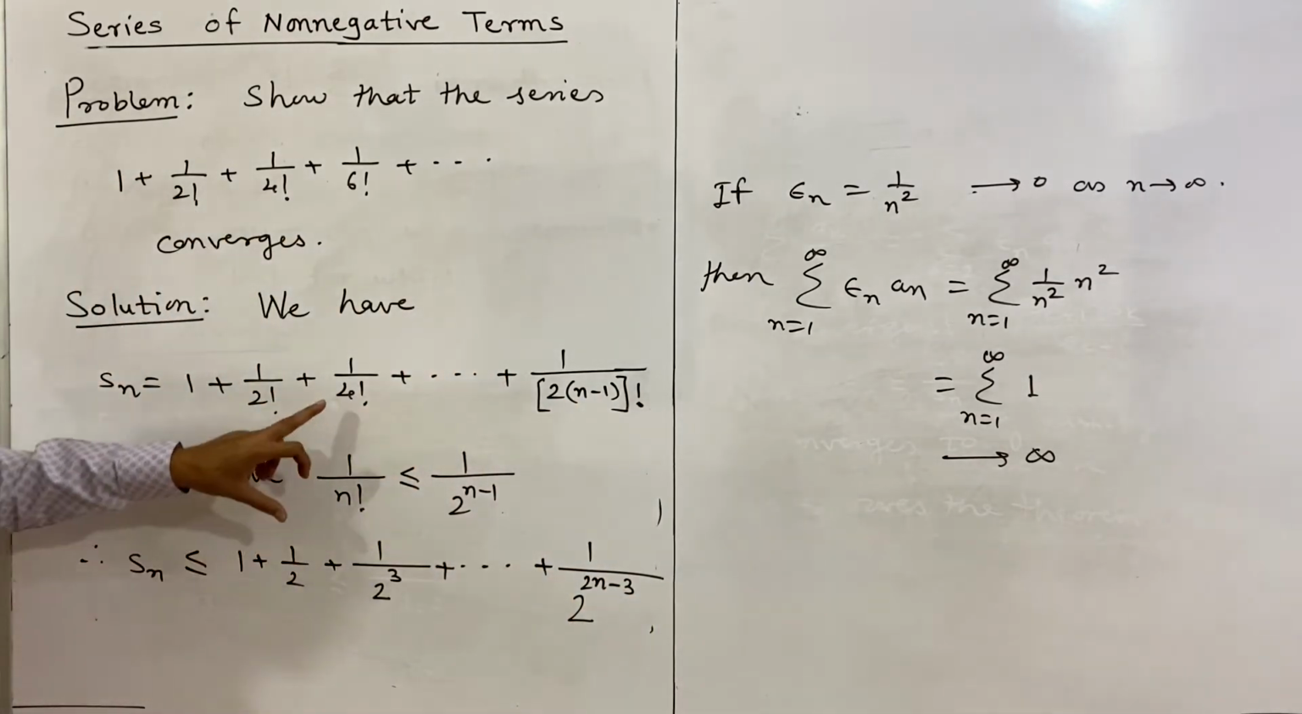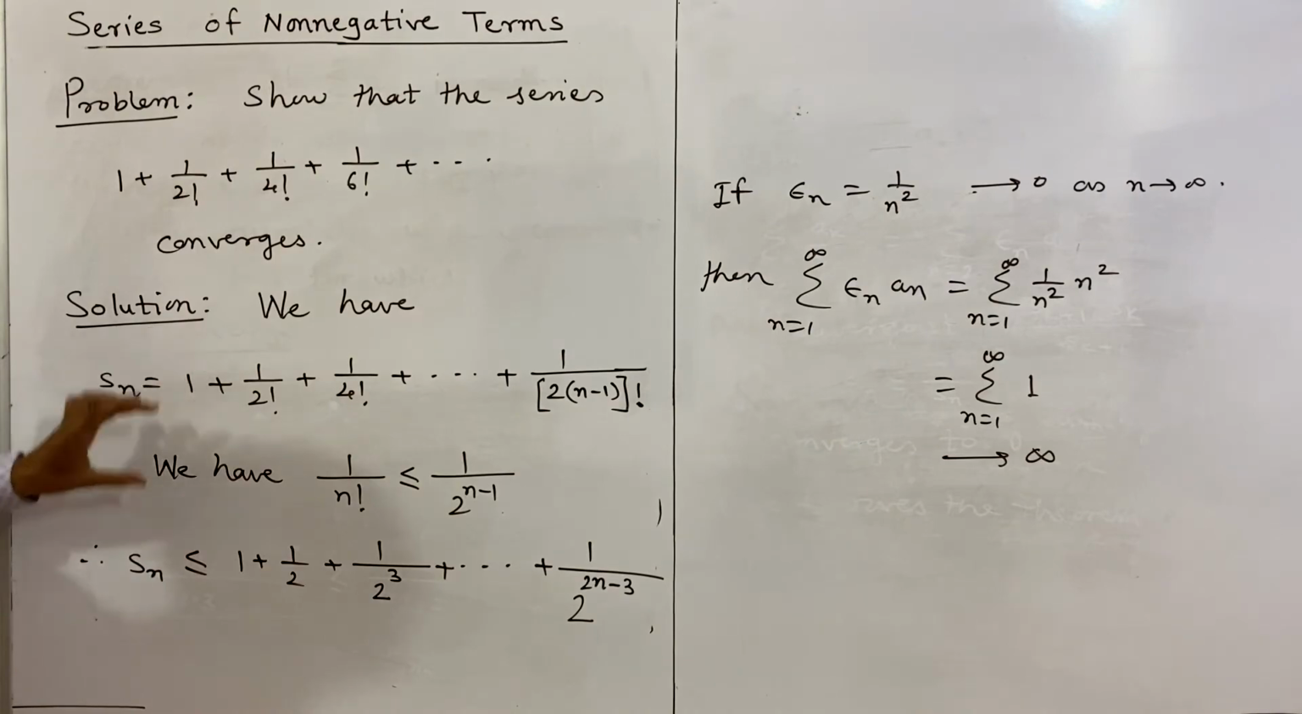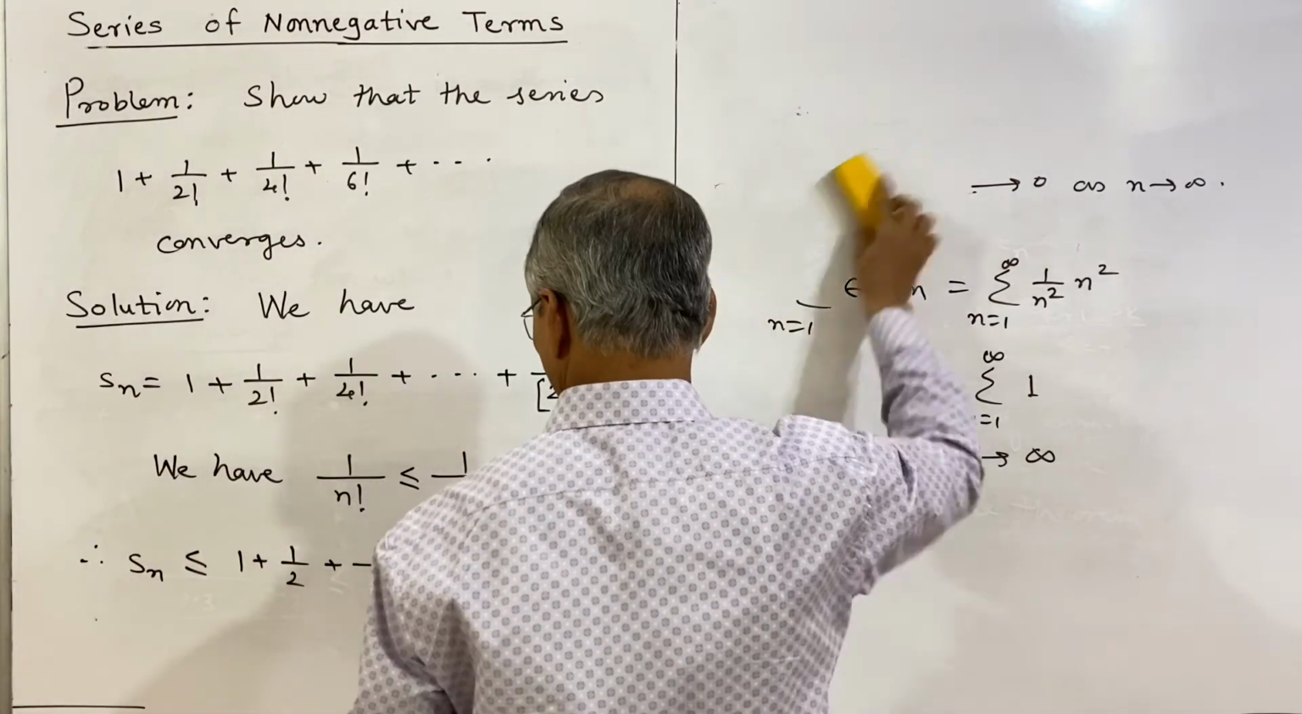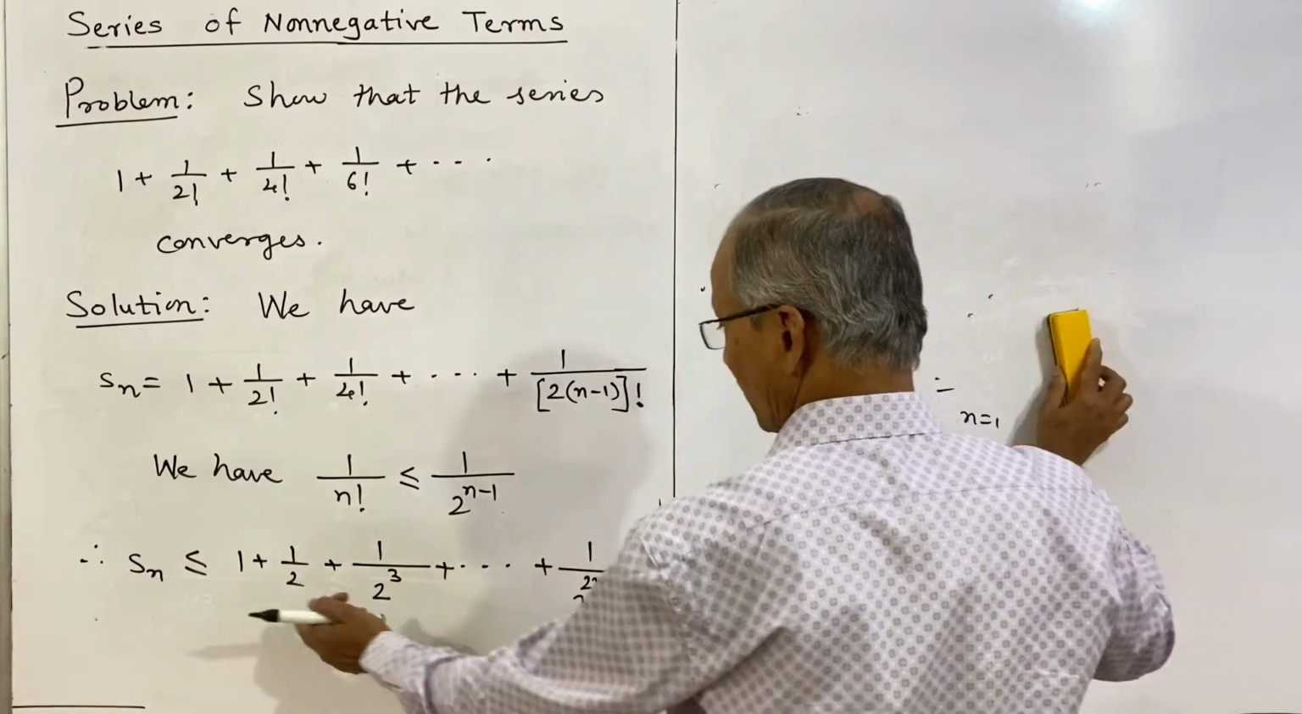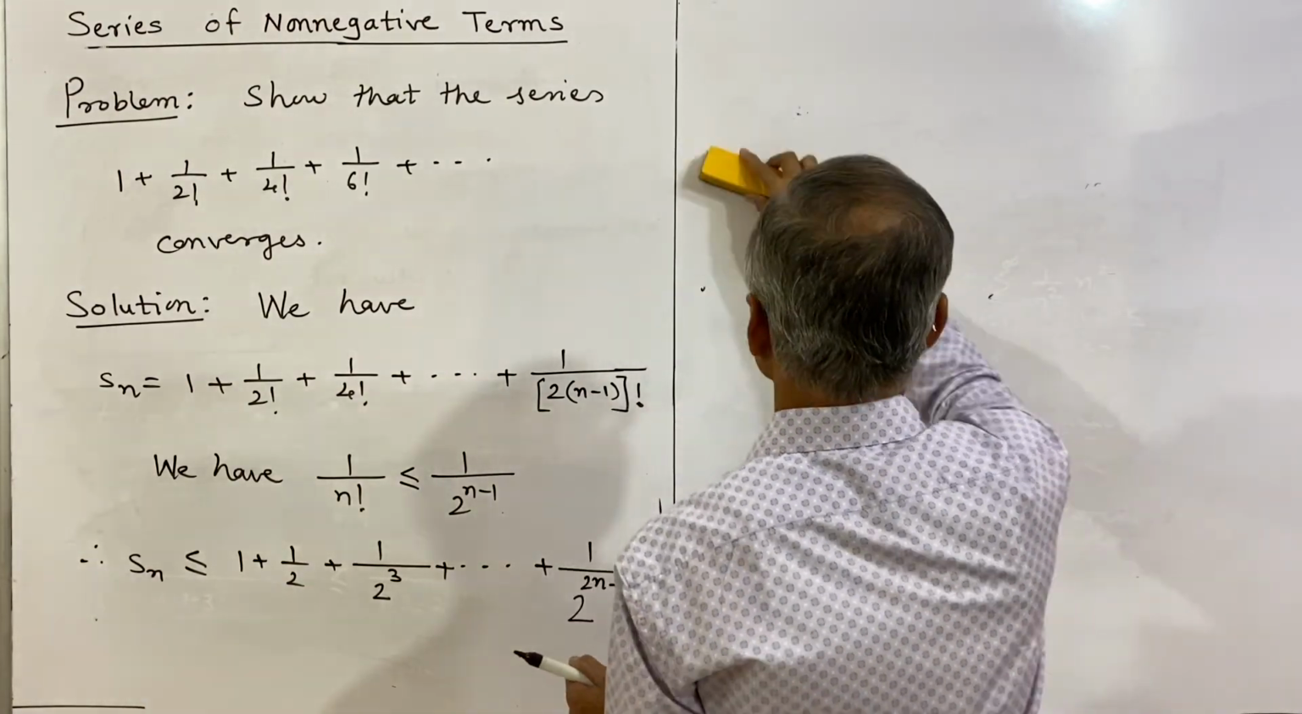So, using this relation we have written Sn is less than or equal to this sum, and again that can be written as, we can take 1 by 2 common from these terms.